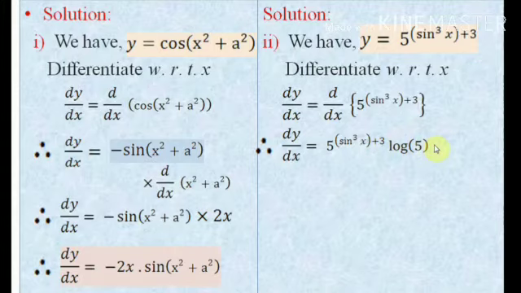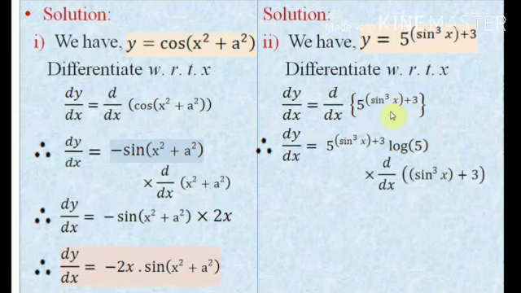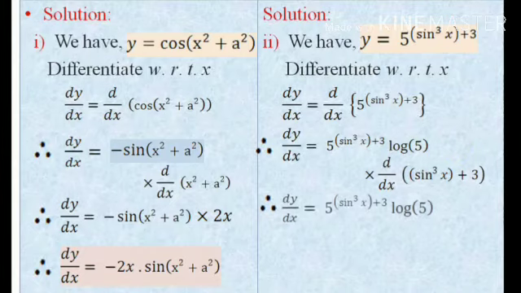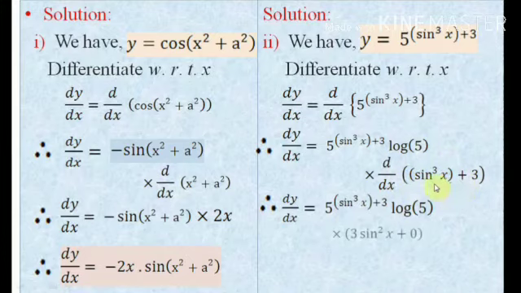Okay, multiplied by again the derivative of f of x, that is d by dx of (sin cube x plus 3). Okay, therefore dy by dx equal to first term as it is, that is 5 raised to sin cube x plus 3 into log of 5, multiplied by again the derivative of sin cube x plus 3. Firstly take the sin x to be x, then x raised to n, then the formula is n into x raised to n minus 1.